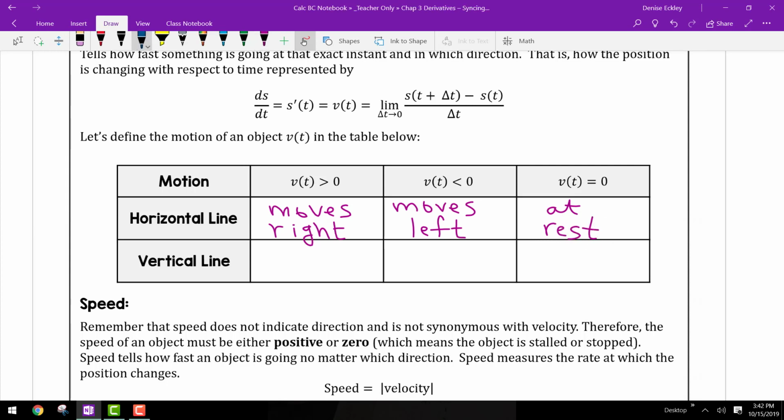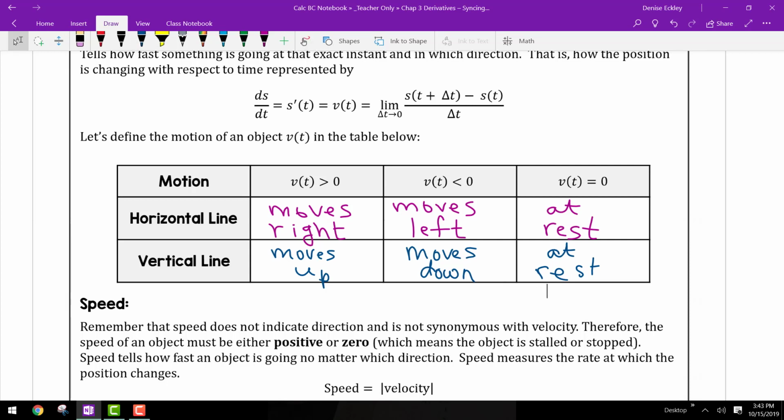Now, what if we're talking about vertical line motion? If our velocity is positive, it moves up. If it's negative, it moves down. And again, if the velocity is zero, it is at rest. And that looks like a vest, like I'm dressing my particle for a party. So at rest, there we go.